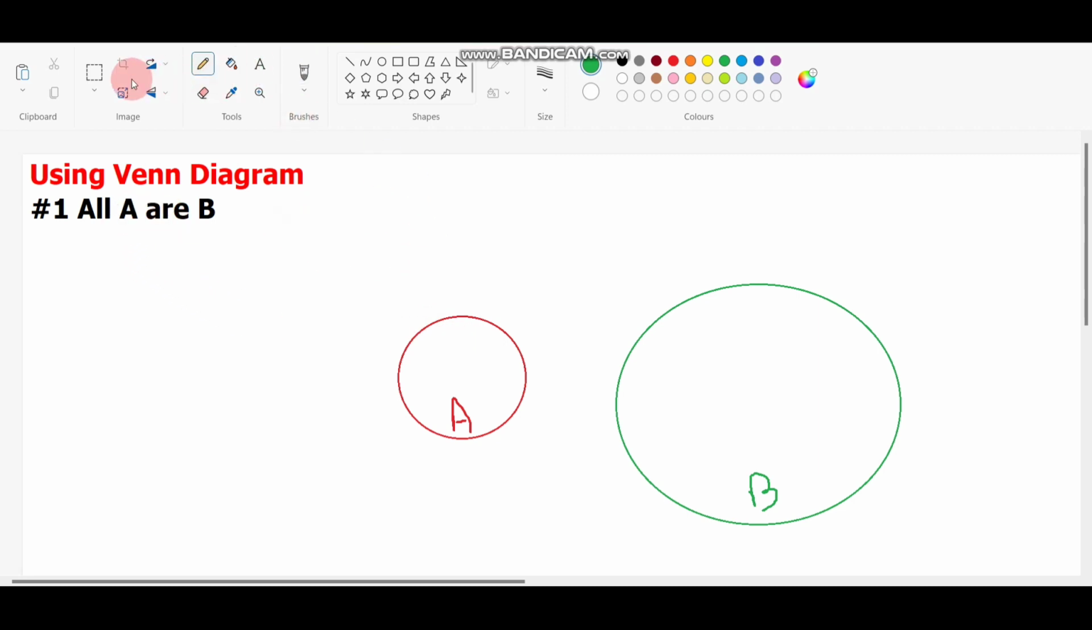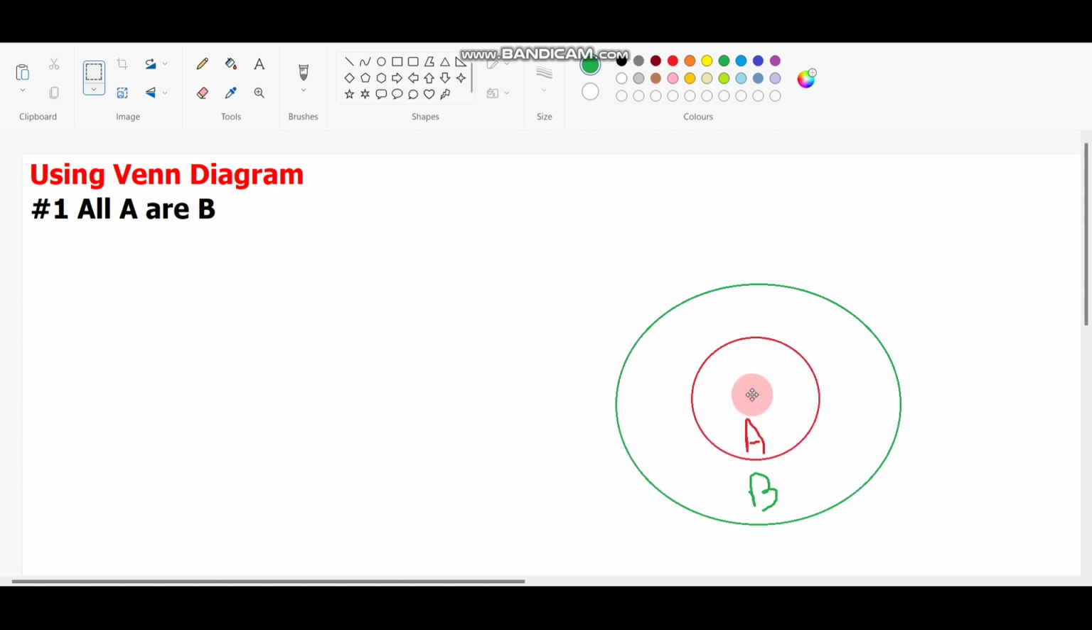By the name, it is already suggesting that all A are B. So it means all the portion of A will lie inside this circle. Okay. So this is the Venn diagram of all A are B. So here you can notice all the portion of A is inside the B circle. It means all A are B. Okay, so this is the Venn diagram of all A are B. Now let's move to the next formula.